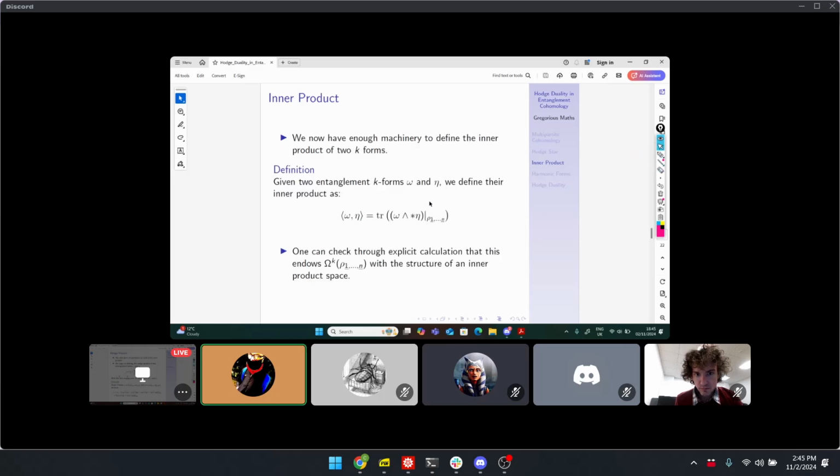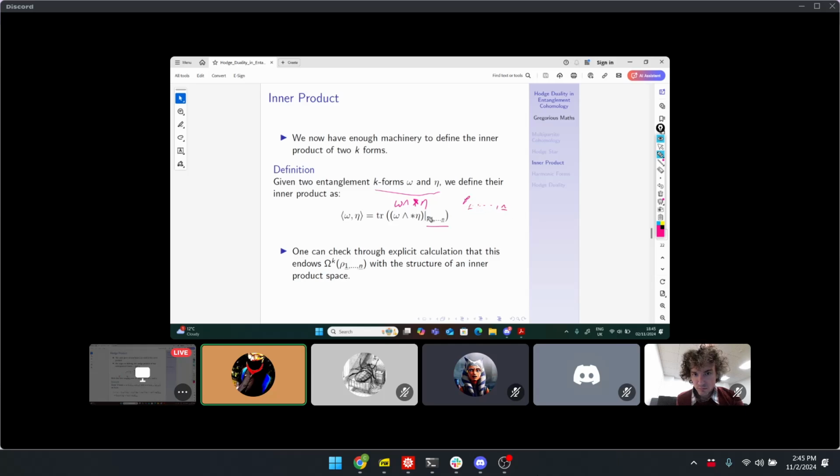So now that we have this, we can define the inner product. Given two entanglement K forms, omega and eta, their inner product is given by the trace of, what are we taking the trace of? We do the wedge product of omega and the Hodge star of eta, and we restrict it to row 1 up until n.